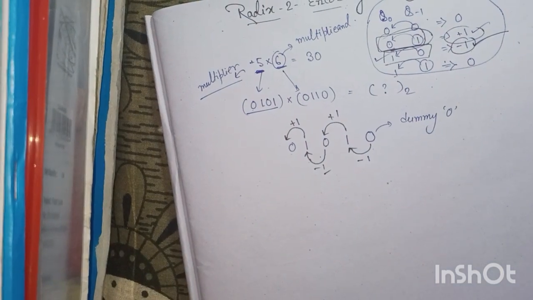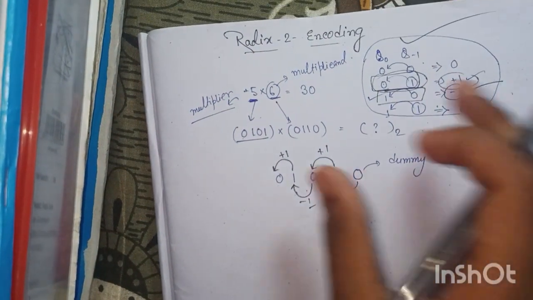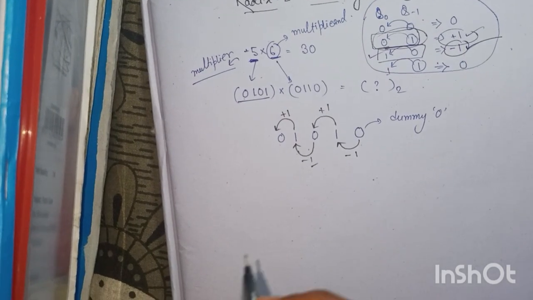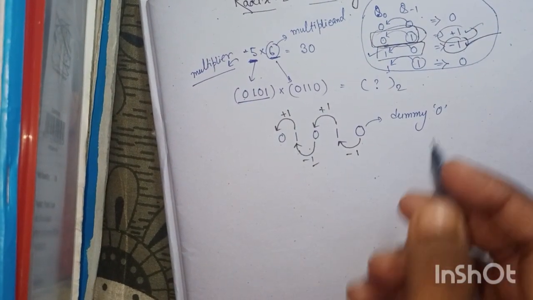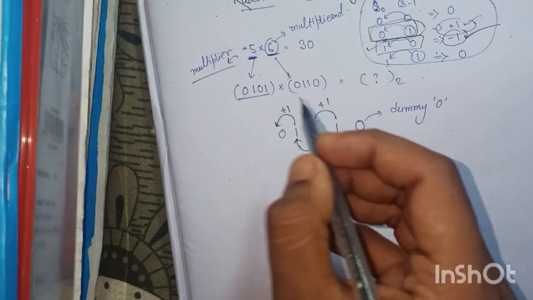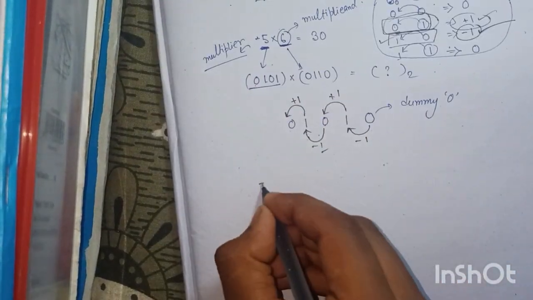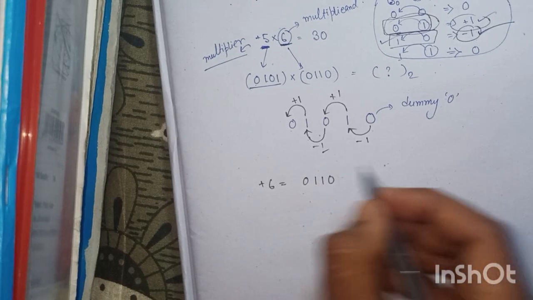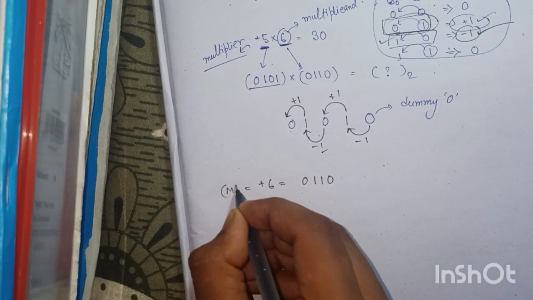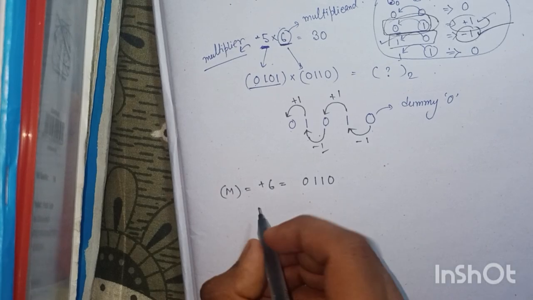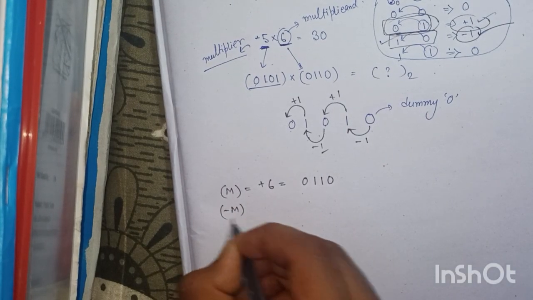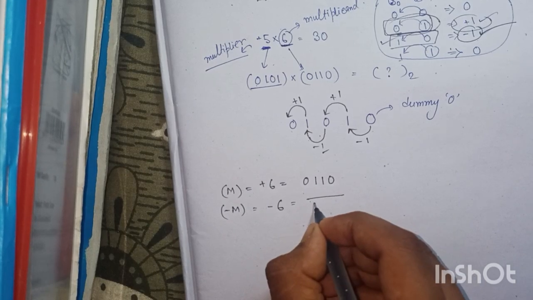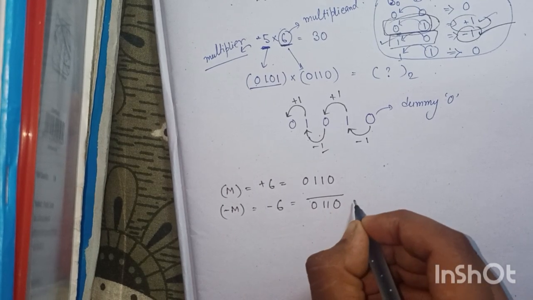Okay, so what you need to write at first? Now the main funda of radix 2 encoding starts right over here. Before entering this radix 2 encoding, we just need to write +6 represented by 0 1 1 0, because it is our m right now, because it is the multiplicand. And what is represented by -m? -m is nothing but -6, which should be represented by 1 0 1 0, the 2's complement plus 1.